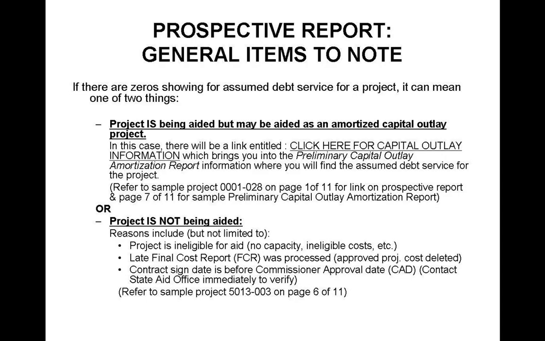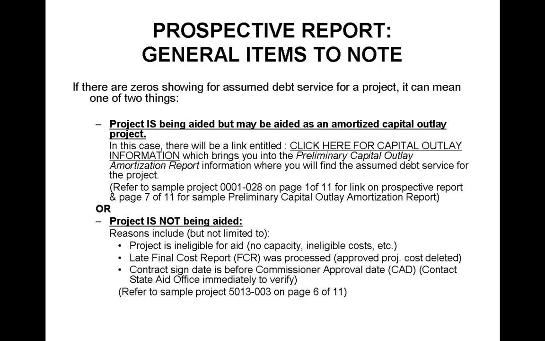The other situation could be that the project is not being aided, and there's a variety of reasons, and a couple to mention here. The project could be ineligible for aid. There was no capacity, there were ineligible costs, etc. Could have been a late final cost report was processed, and therefore the approved project cost was deleted. Or the contract sign date is before the commissioner approval date, and therefore no aid is calculating, because the contract sign date cannot be before the commissioner approval date. If you have questions on those, you can contact the State Aid Office immediately to verify.